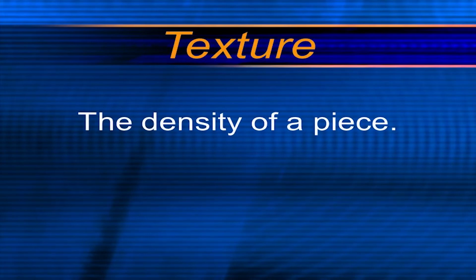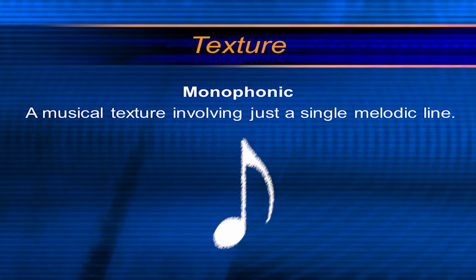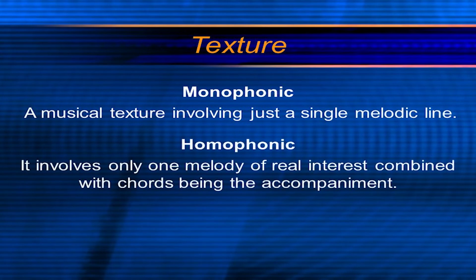Texture is the density of a piece. There are three textures. Monophonic is a musical texture involving just a single melodic line. Homophonic involves only one melody of real interest combined with chords being the accompaniment.